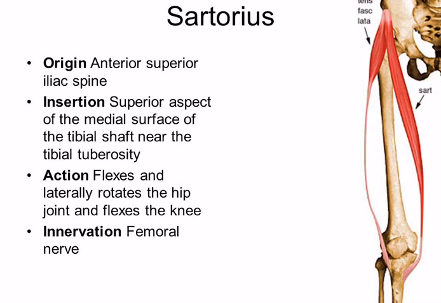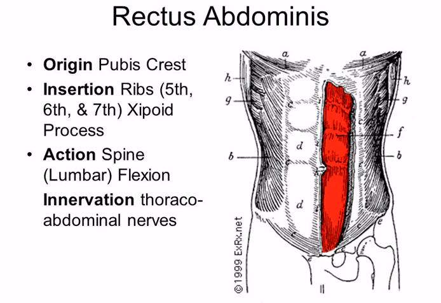Sartorius. Origin: anterior superior iliac spine. Insertion: superior aspect of the medial surface of the tibial shaft near the tibial tuberosity. Action: flexes and laterally rotates the hip joint and flexes the knee. Innervation: femoral nerve.